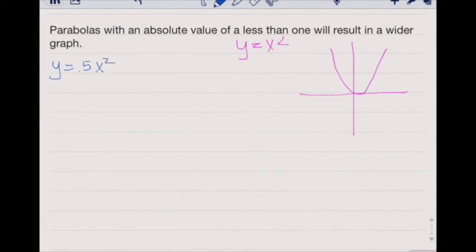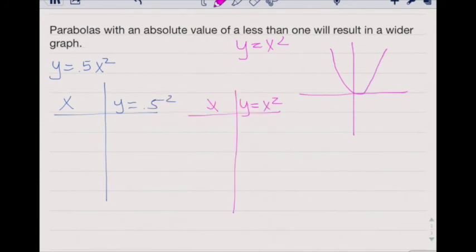In this case, I'm going to do again the two tables so we can see it in the numbers. So starting with this second one, I'm going to do 0, 1, -1, 2, -2. And we've seen these numbers before. They're from the last problem that I showed you. In this case, I'm going to use those same x values, 0, 1, -1, 2, -2. But when I do this, I'm also going to have to multiply by 0.5.